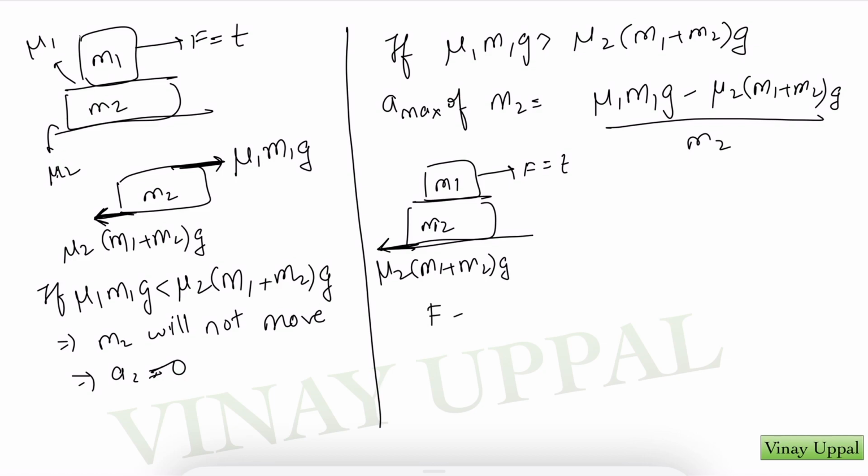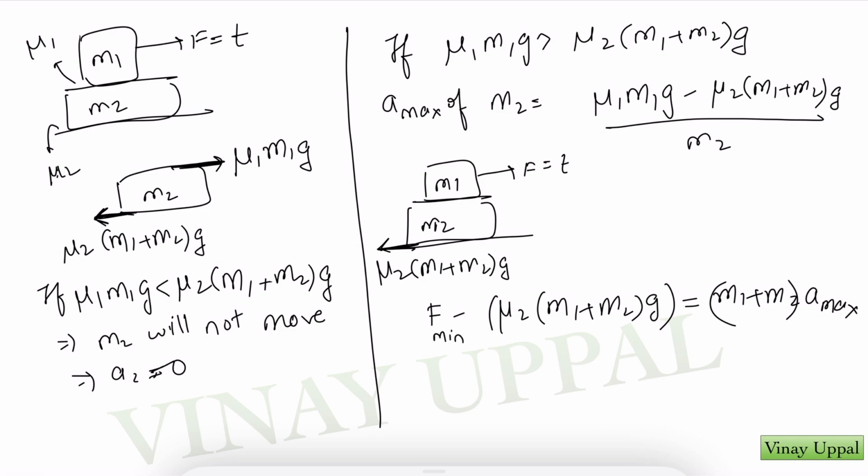So can I write F minus mu2 times (M1 plus M2) times g should be equal to M2 times A max? A max is when the slipping is just about to occur. So this is how you will get the minimum force to cause slipping. You can calculate that on your own. There's no real formula that you need to establish or remember here. Most questions will involve numbers for the masses and coefficient of friction, so you should be able to follow the same process.